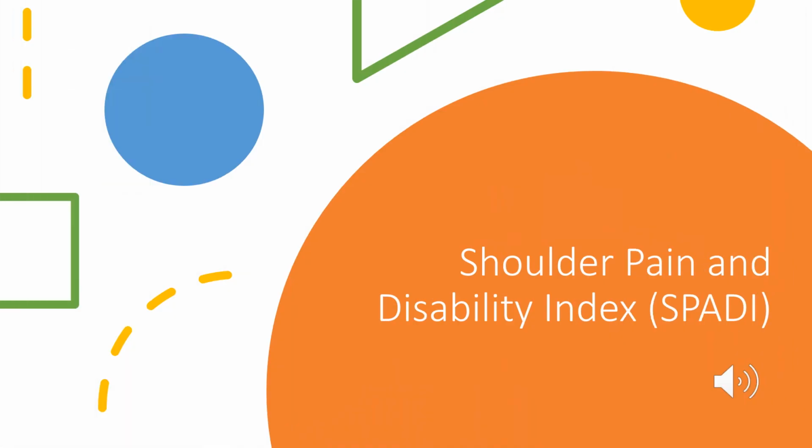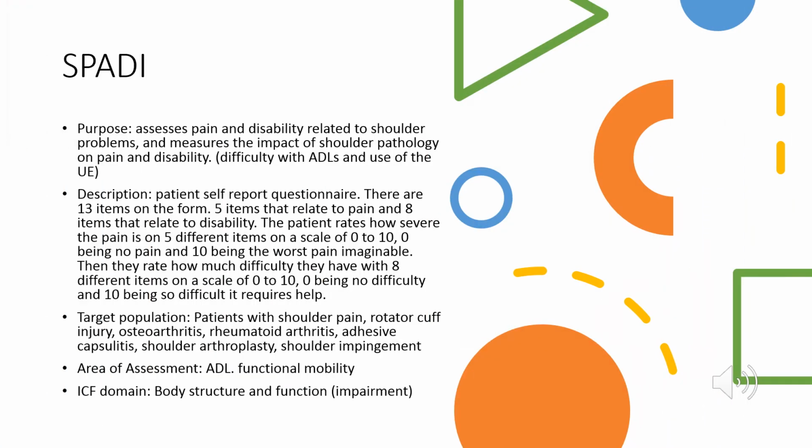The next test we're going to be looking at is the Shoulder Pain and Disability Index. The purpose of SPADI is to assess pain and disability in the shoulder and measure the degree to which the shoulder pathology affects them. SPADI is a self-report questionnaire with 13 different sections. 5 sections are for pain and 8 are for disability.